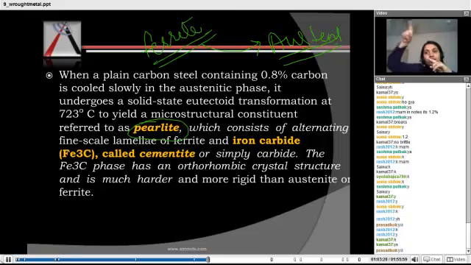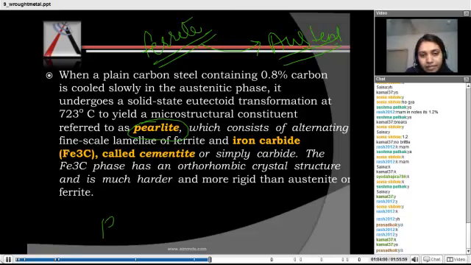So you remember austenite existed only at a particular temperature. When we actually cooled it down, we are expecting it to come back to its ferrite form, but there is a eutectic transformation that takes place. Okay, it's a composition that contains a particular amount of carbon, that is 0.8% carbon. When it cools down, rather than forming a total ferrite, it forms pearlite. This pearlite contains alternate lamellae of ferrite and iron carbide, that is called as cementite.